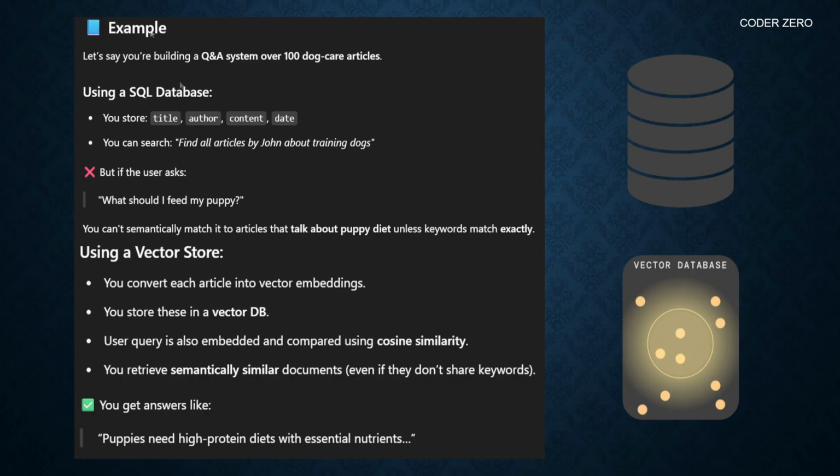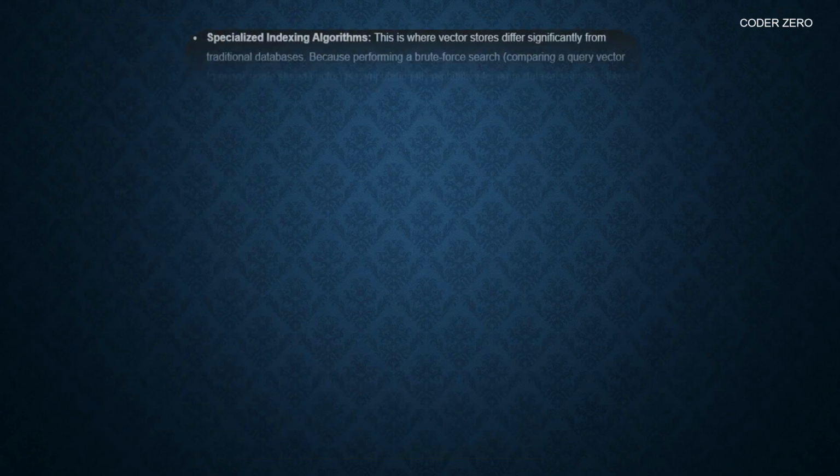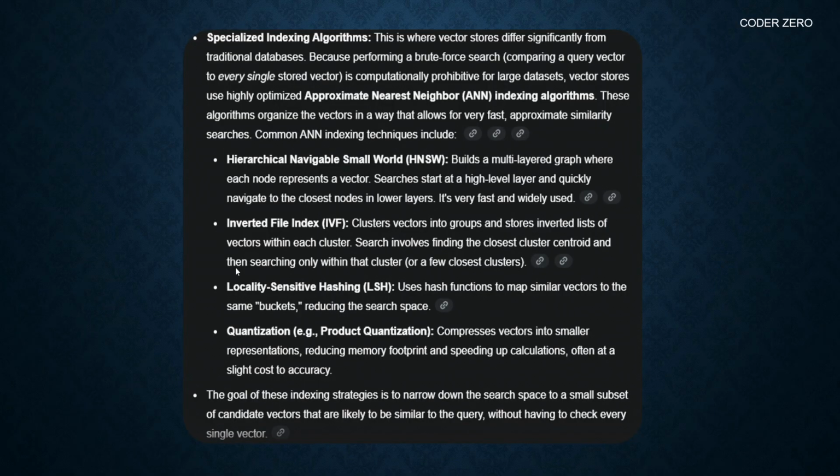So we cannot perform this semantic search in our SQL database, but in the case of our vector database, we have the vector embeddings which represent the data in a numerical format that captures the semantic meaning. So by using a vector database, we'll be able to find answers like this: puppies need high protein diets with essential nutrients. So this is the difference between a SQL database and a vector store. Also, we can use any of these indexing strategies to do good quality search in less time.